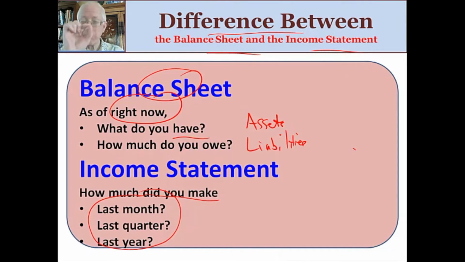So balance sheet, point in time, right now. What are your assets? What are your liabilities? An income statement is for a period of time, a month, a quarter, a year. How much did you make?